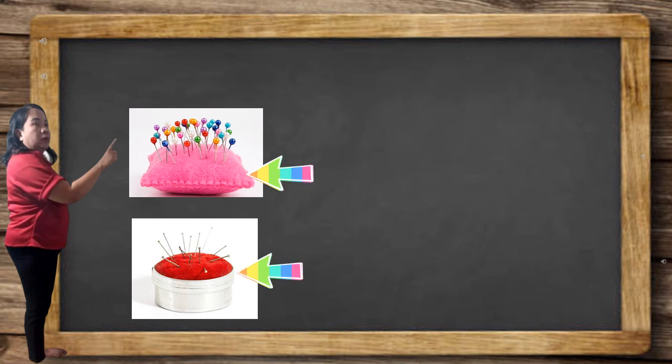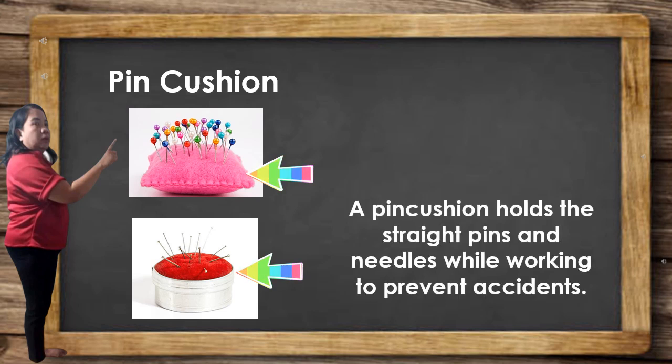What sewing tool is seen in the picture? That is correct. This is a pin cushion. What is the purpose of a pin cushion? A pin cushion holds straight pins and needles while working to prevent accidents.